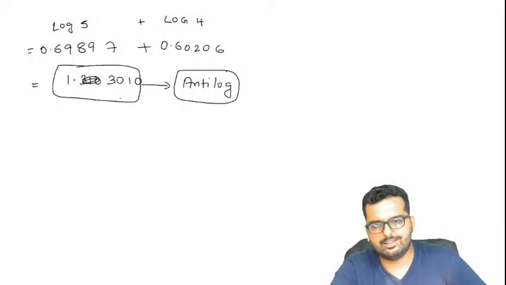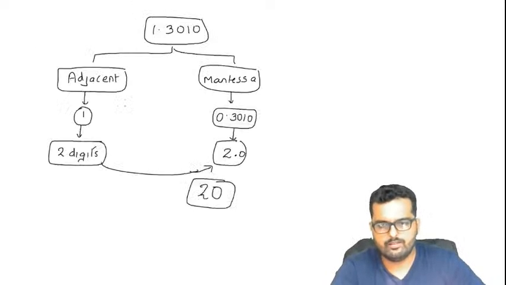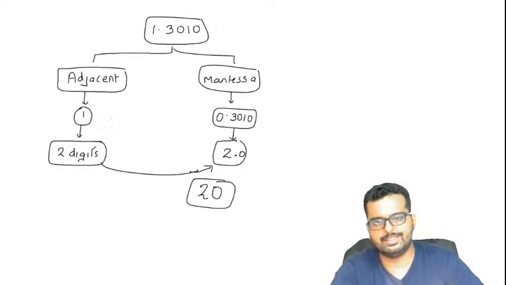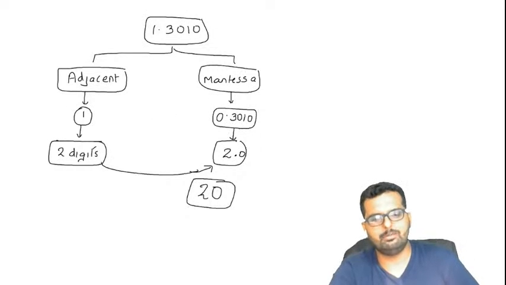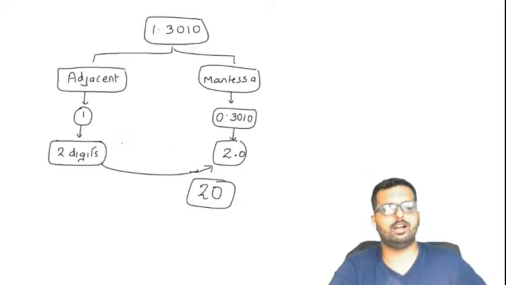So finally I got the answer as 1.3010. That is basically two parts, characteristic and mantissa. The characteristic value became 1, which means how many digits are there? 2 digits. Mantissa, we did a backward working from the table and we got the answer as 20. Let us do one more thing friends.